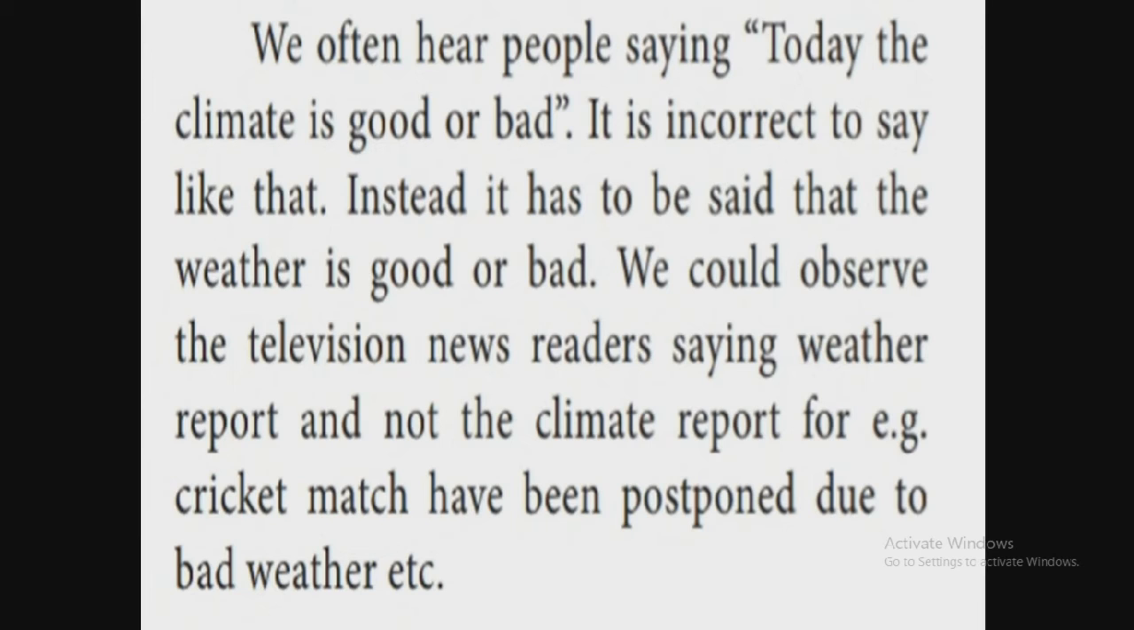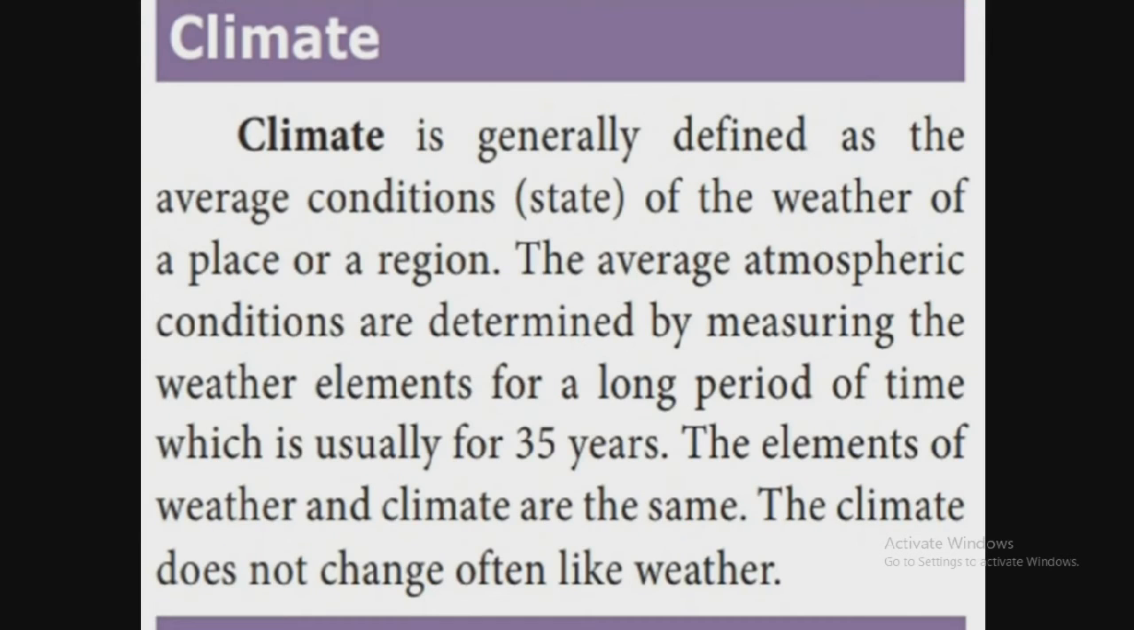Now we'll see what is climate. Climate is generally defined as the average condition or state of the weather of a place or region. Whereas in weather we saw what? Weather is the day-to-day condition, whereas in climate it is average condition. Got it? The average atmospheric conditions are determined by measuring the weather elements for a long period of time, which is usually 35 years. Okay, how many years?